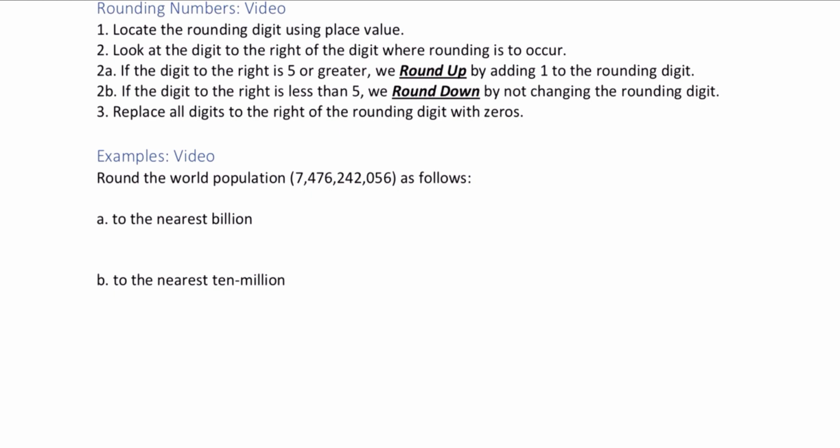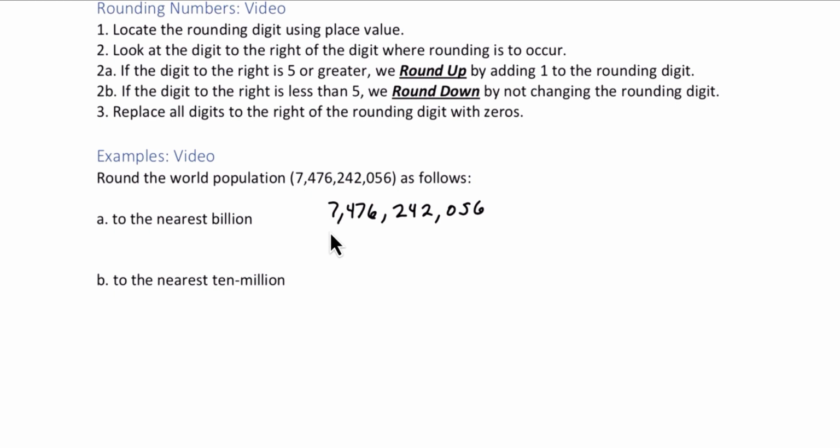For example, let's round the world population as follows. Up first to the nearest billions. Let's start by copying the original number. And we want to now locate the billions position. We have ones, tens, hundreds, thousands, 10,000s, 100,000s, millions, 10 millions, 100 millions, billions.